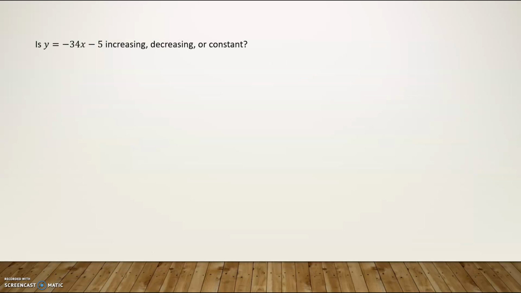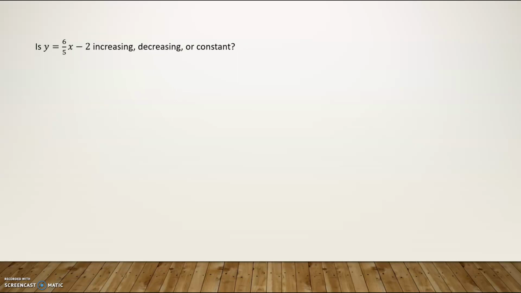Okay, now let's look at this right here. Is y equals negative 3/4x minus 5 increasing, decreasing, or constant? Well, let's look at the slope. And notice how this is already in y equals mx plus b format. So we can look at the number right in front of x, and that will give us our slope. The number right in front of x is a negative 3/4. So since m is equal to negative 3/4, and since it's a negative number, we know that this function is decreasing.